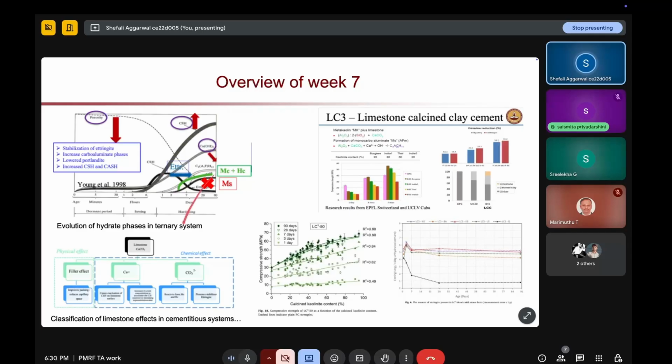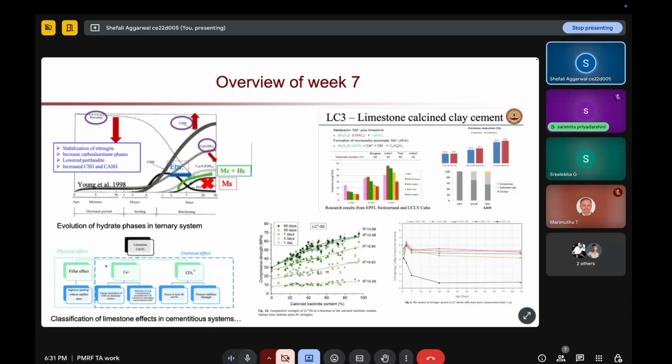The other thing is how we can classify the limestone effect in a cementitious system. If we talk about the physical effect, what exactly limestone is doing is just acting as a filler effect, not a binder effect.